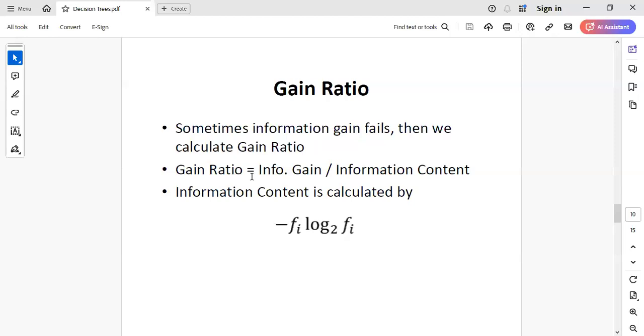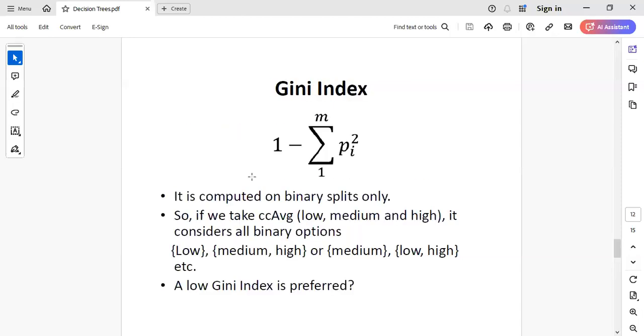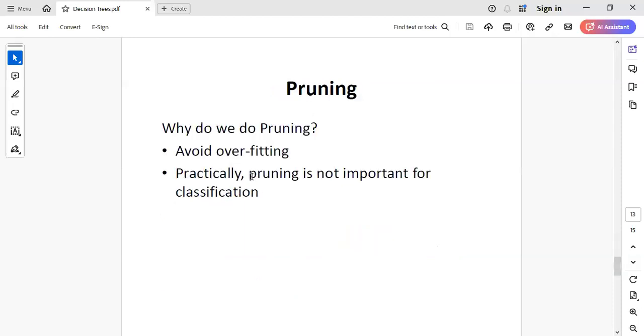In order to overcome this undue advantage, they divided the information gain by the information content, which is based on the number of unique categories in each attribute, and they named it gain ratio. So the latest tree algorithm uses gain ratio. Again, there is a similar concept like gain ratio, that is Gini index.